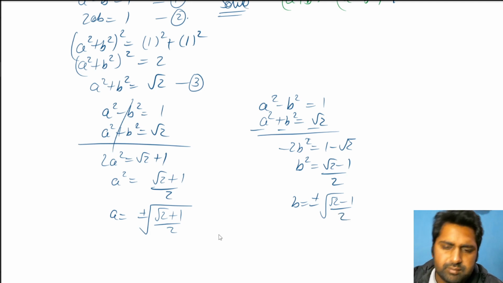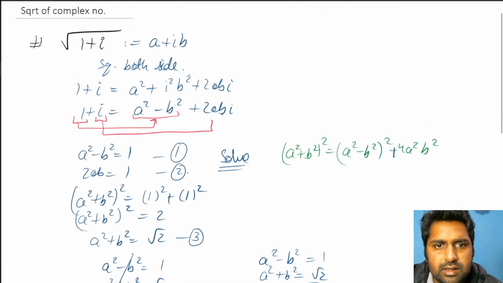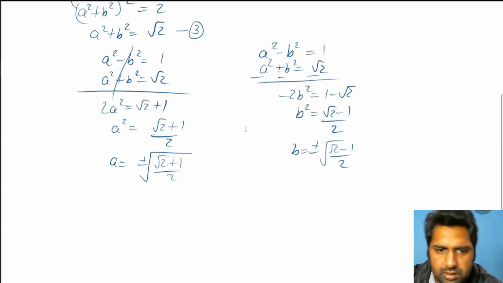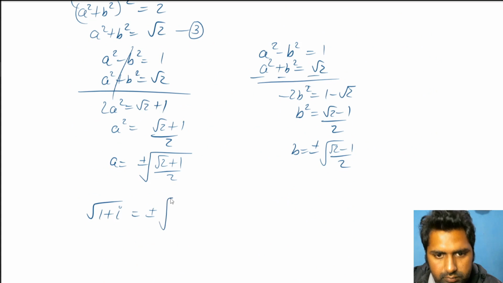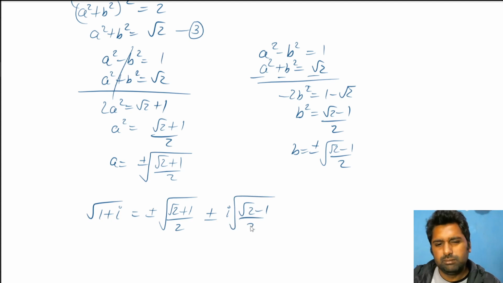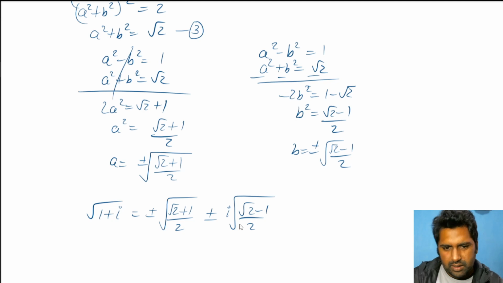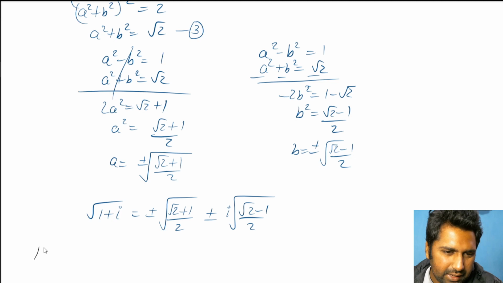That's your a, that's your b. Since you have found a and b, that's your final answer, that the square root of this complex number is a plus iota b. So just write down that the square root of 1 plus iota is plus minus square root of (root 2 plus 1 by 2) plus minus iota times square root of (root 2 minus 1 upon 2). Yes, it is complicated. But in the exam, a slightly easier question can come.